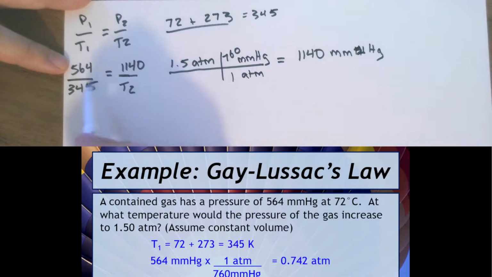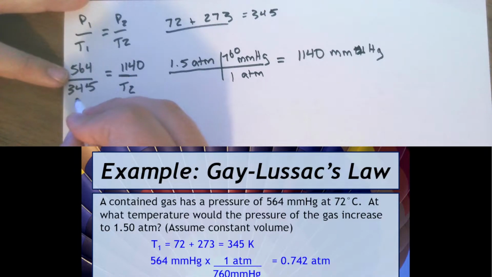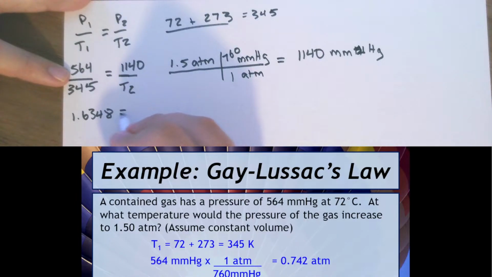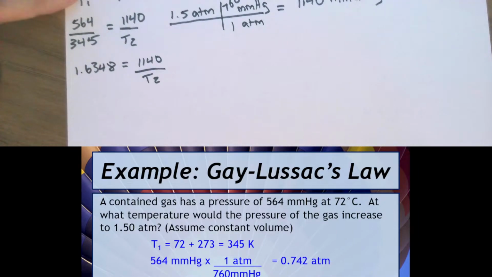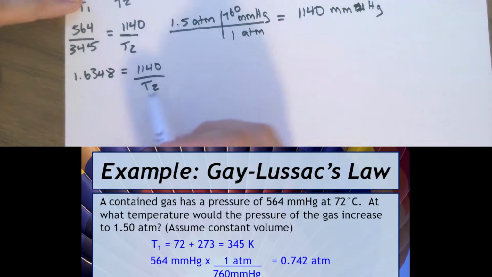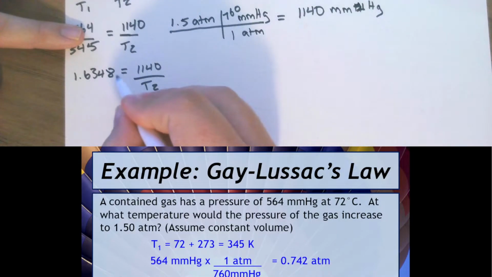Okay, so I'm going to go ahead and simplify. I'm going to divide the left side. 564 divided by 345. 1.6348 equals my 1140 over T2. Okay, now I'm just going to solve for T2. I can't really solve that on the bottom here, so I'm just going to multiply it up. Multiply both sides by T2, or you can think about just moving T2 up here.